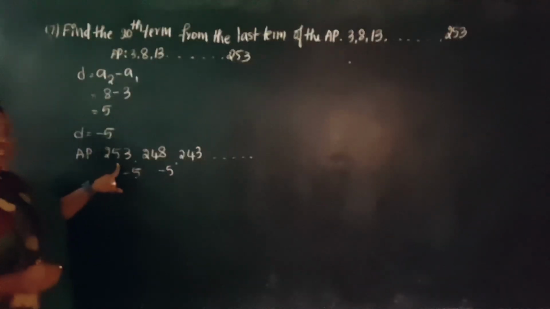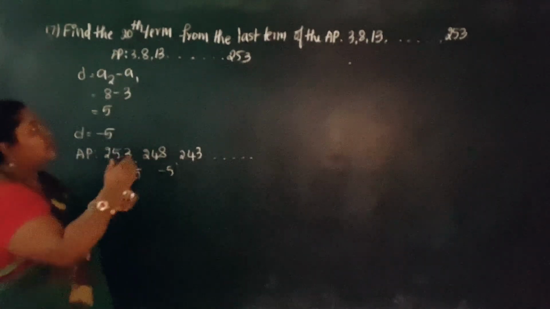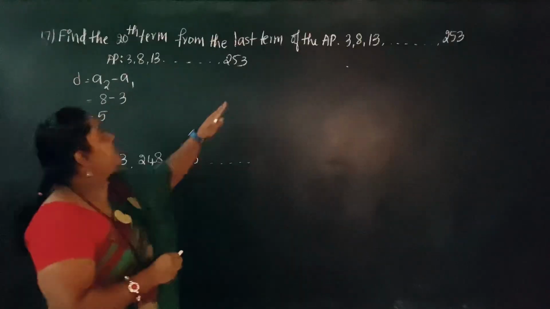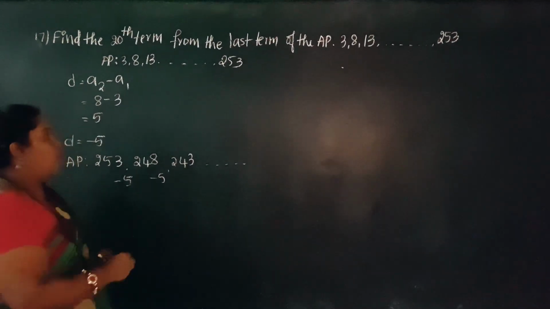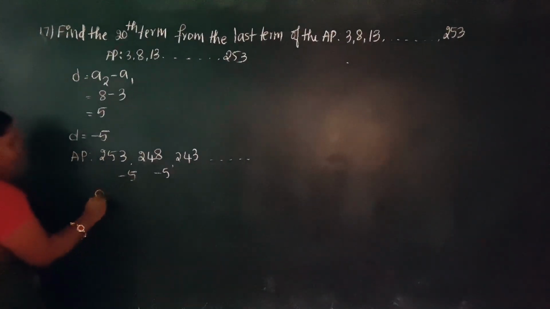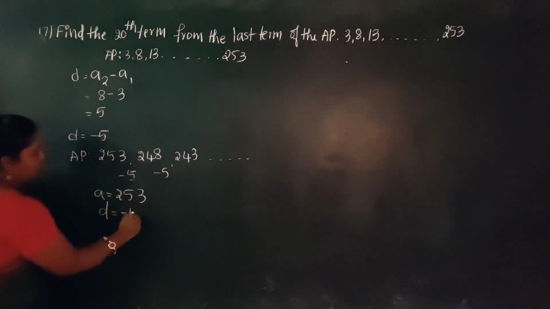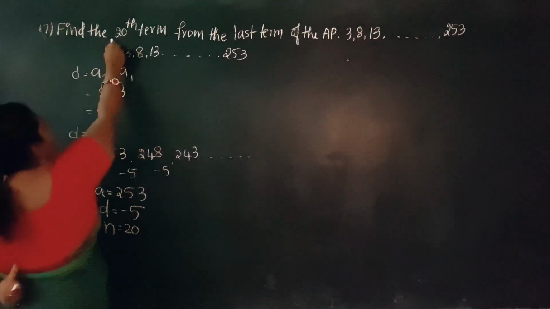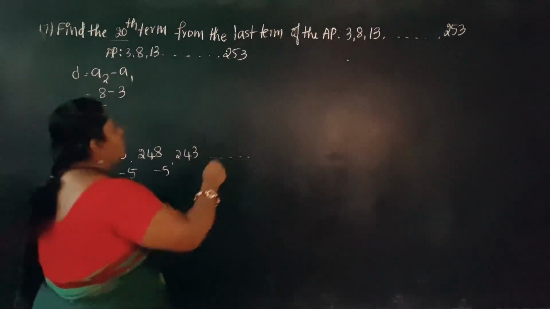For this arithmetic progression, I will calculate the 20th term. Why? Because I have made the arithmetic progression itself the reverse. From the last of this AP is from the first of this AP. Understanding? Now, let me calculate. Before that, I'll write A is equal to 253, D is equal to minus 5, N is equal to 20, because which term should I find out? The 20th term. Now, look at the board.